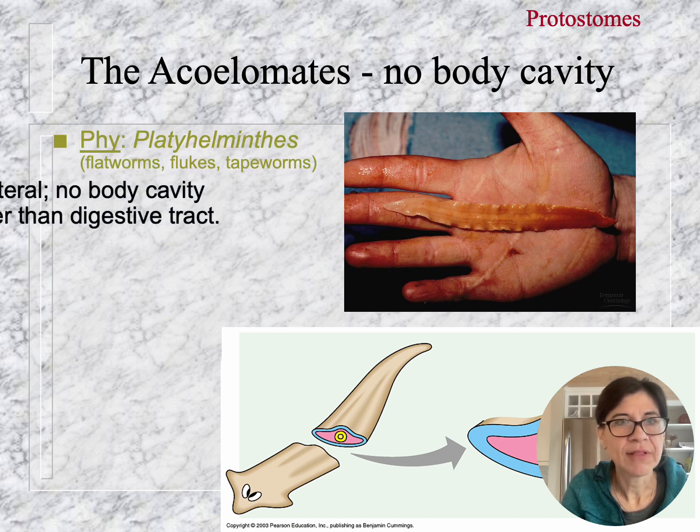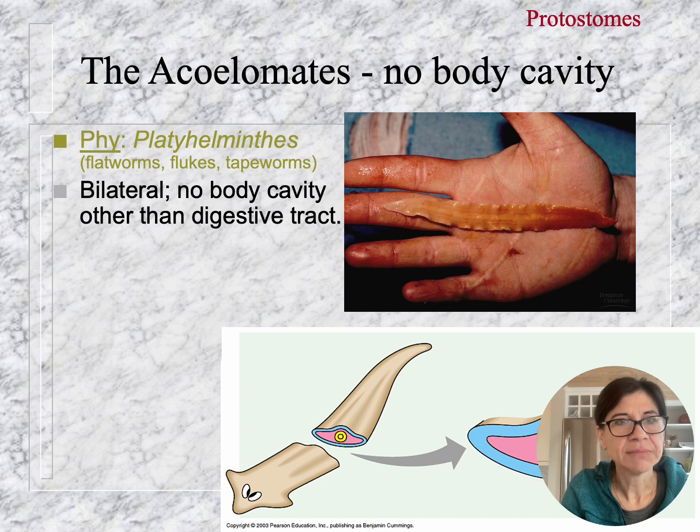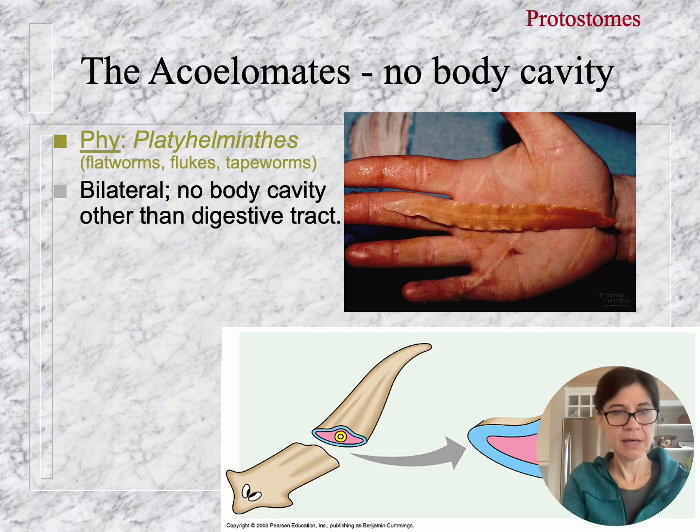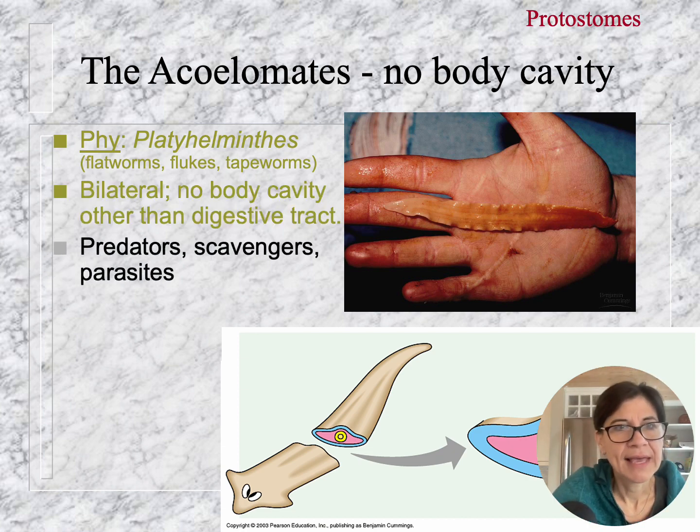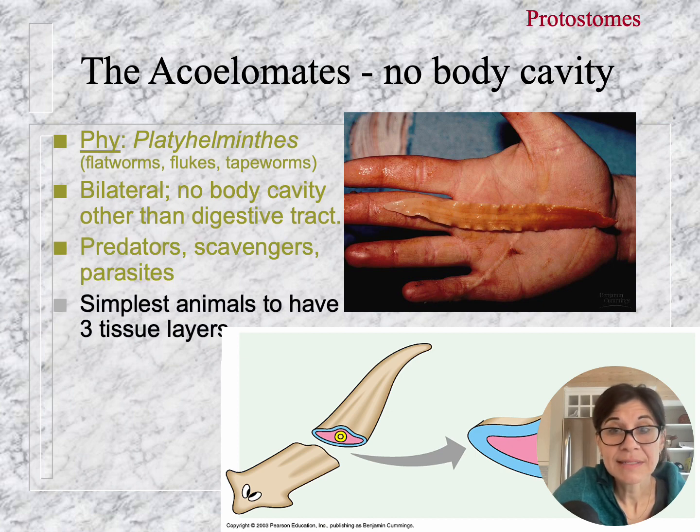Platyhelminthes is the common name for flatworms. They have bilateral symmetry. They have cephalization, meaning their nervous system is being directed towards the head region. They have no body cavity because that mesoderm is solid the whole way through, other than the digestive tract. They only have one opening in the digestive tract. The mouth is the anus. A lot of these are parasites, like tapeworms, and they're the simplest animals to have 3 tissue layers.